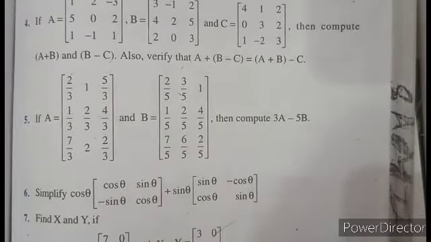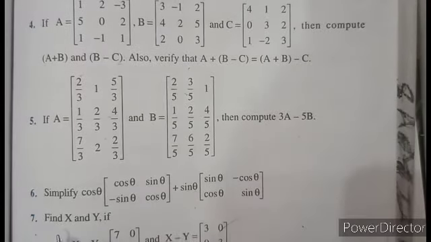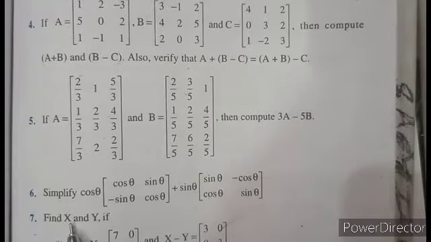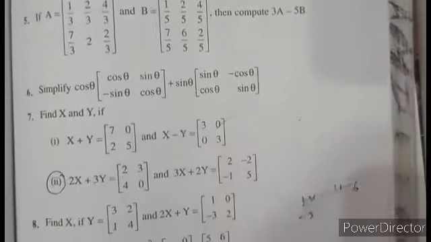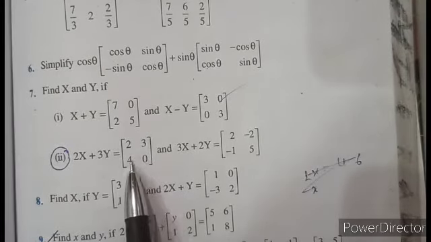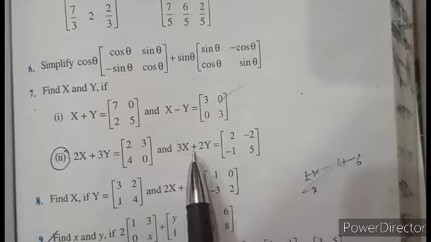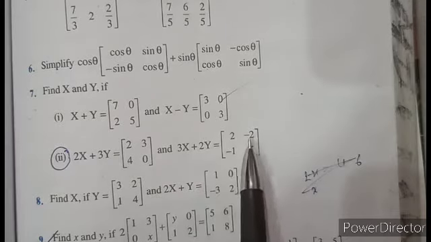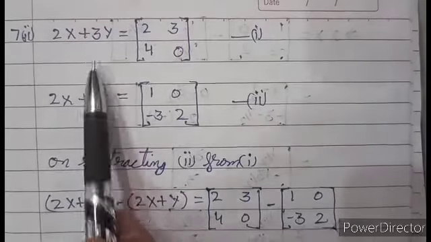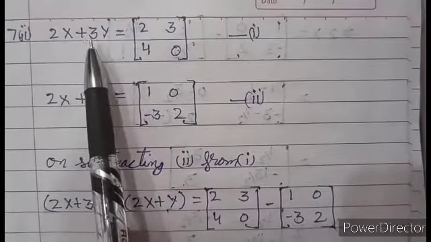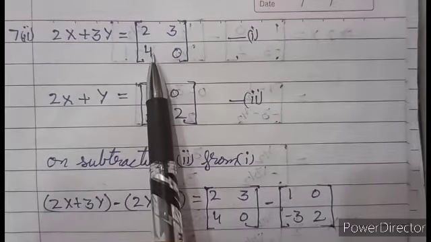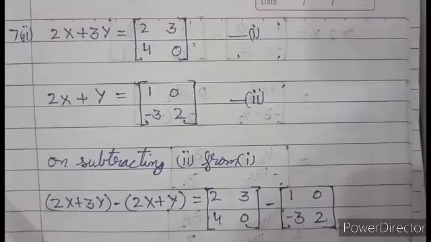Now I am doing question number 7. Here in question number 7 we have to find matrix X and Y if 2x plus 3y is the matrix 2 3 4 0 and 3x plus 2y is equal to the matrix 2 minus 2 minus 1 5. Now these two equations are given to us. We will solve such type of questions by the elimination method, which we have studied in class 10th.